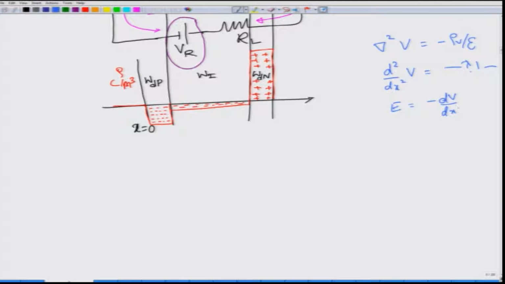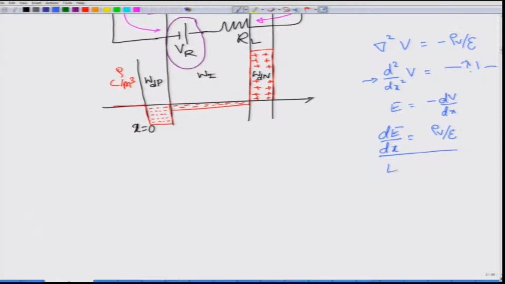Why? Because this is the minus gradient of V, but the gradient in this particular case is a one dimensional function. So this is simply minus dV by dx, right. This is the electric field in the appropriate direction. You can substitute dE by dx into the electric field equation, and you can see that dE by dx is given by rho V by epsilon. Incidentally, this is the one dimensional Gauss's law as well. You can use these equations.